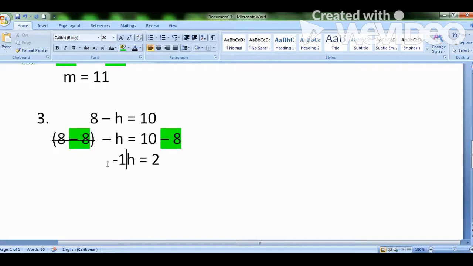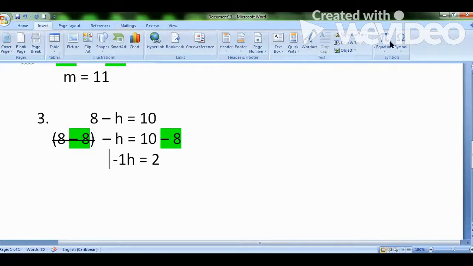-1. All right. Now, one way of getting rid of the negative h is to multiply the left hand side by -1. What's -1 times -1? +1. So we notice we get positive h, but equations must be balanced. So if I multiply the left hand side, let me highlight it.